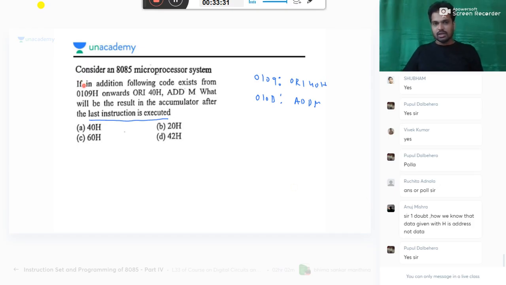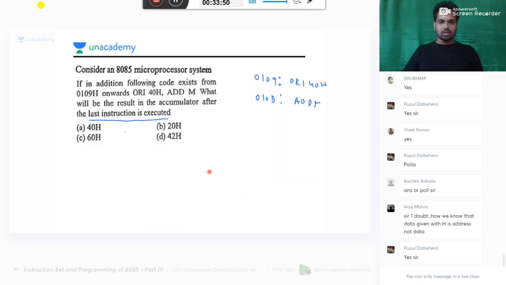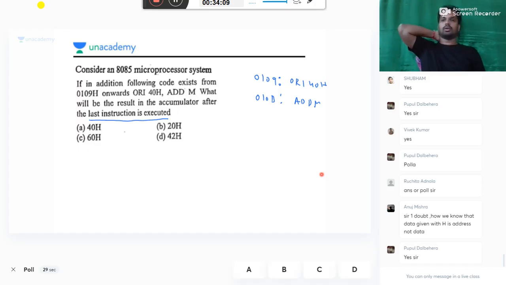Okay, here he said the code exists from. From means what? Location. Location is an address. Here he said clearly, the following program starts at location. Location means what? Address only. So let's start the poll. Okay. Good. So please do it.